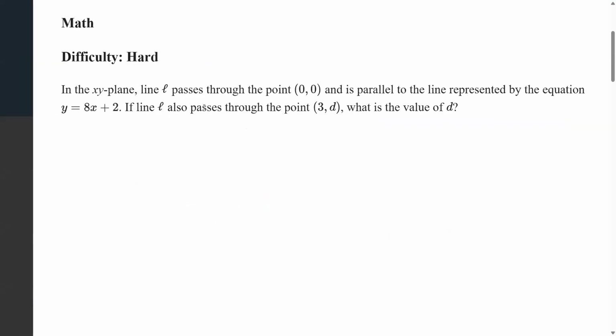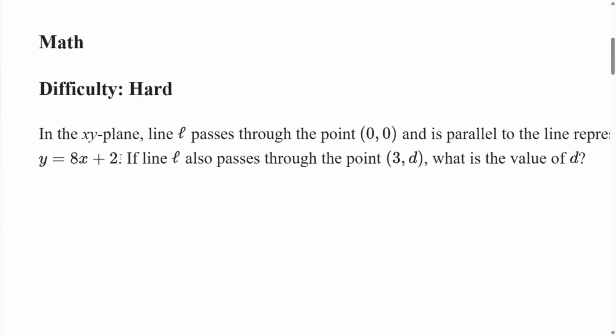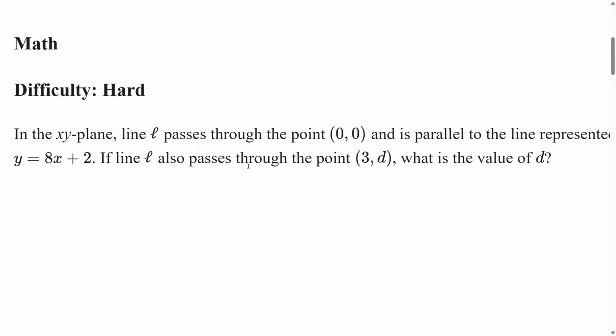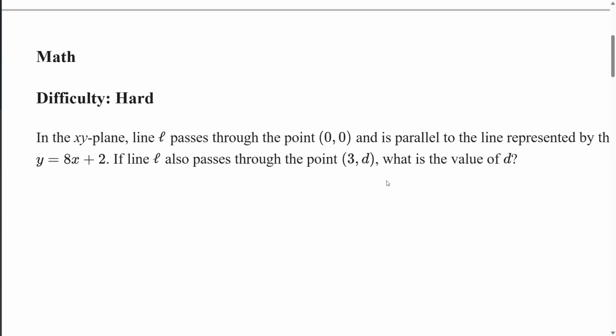In the xy plane, line L passes through the point and is parallel to the line represented by the equation. If line L also passes through the point (3, d), what's the value of d? It's parallel, so it has the same slope as this equation. So it has 8 as a slope, and it has 0 as y-intercept. So the equation for line L will be y equals 8x. It's asking about the value of d when x is equal to 3. Just substitute. So y will equal 24, or d will equal 24. The answer is 24.